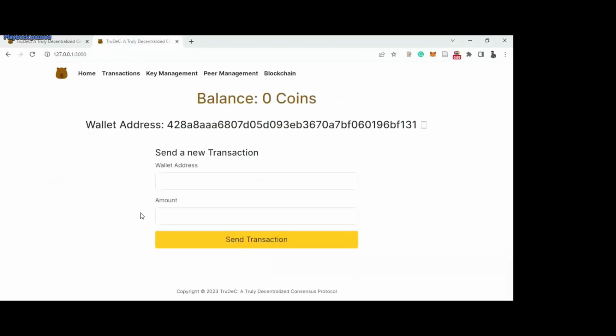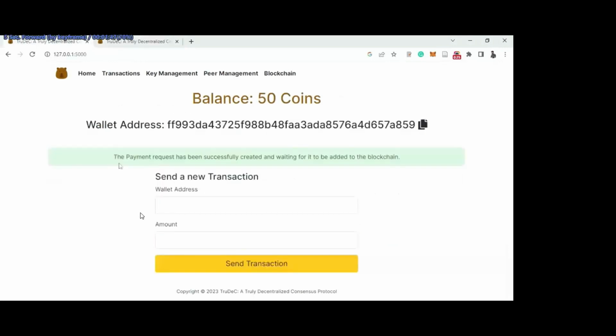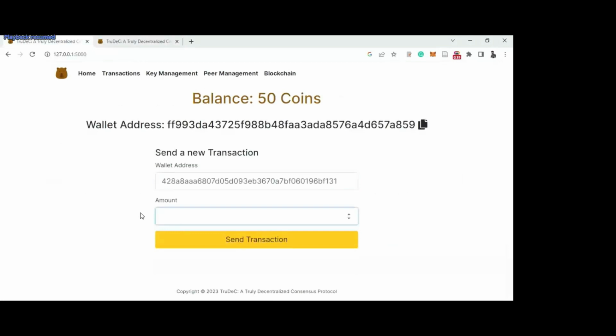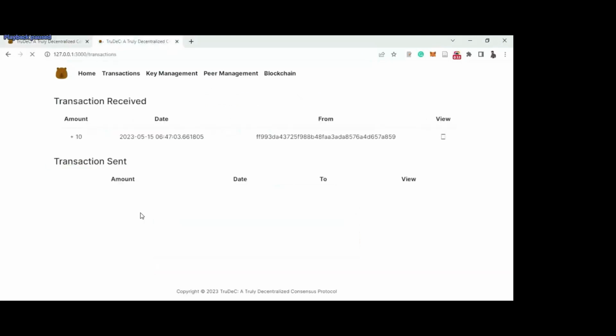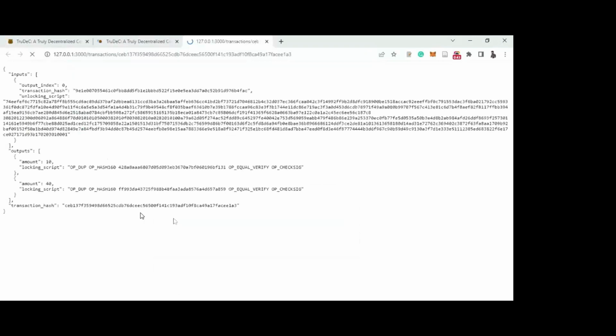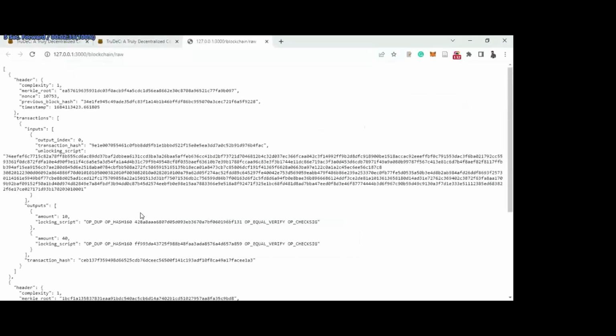Next I'm going to power up another node, running on port 3000, to make a transaction and see whether the transaction is happening under the hood. I'm copying the wallet address of the second node that I powered up and placing it here, and sending 10 coins to that address. We can see it has been added to the mempool and is waiting for the next forge. Now we can see the second node has this 10 added to its transactions received, and we can see the raw view as well, with the input script and output locking and unlocking script, with all those raw details. Blockchain also shows that.